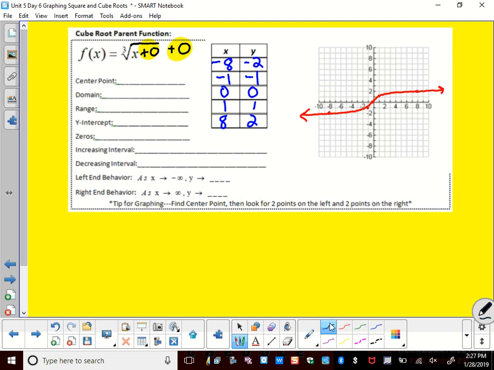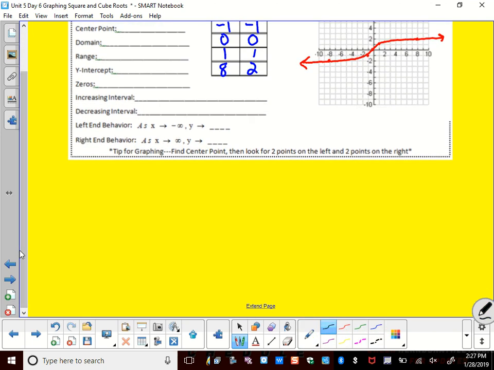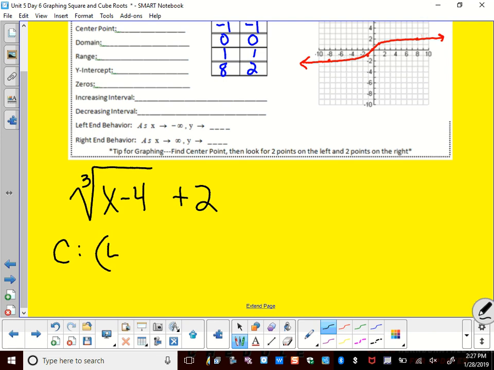So here's an example. Let's say that we have the cube root of x minus 4 plus 2. What is your center point? What's the opposite of -4? 4. And this number stays the same? So your starting point or your center point would be 4, 2.